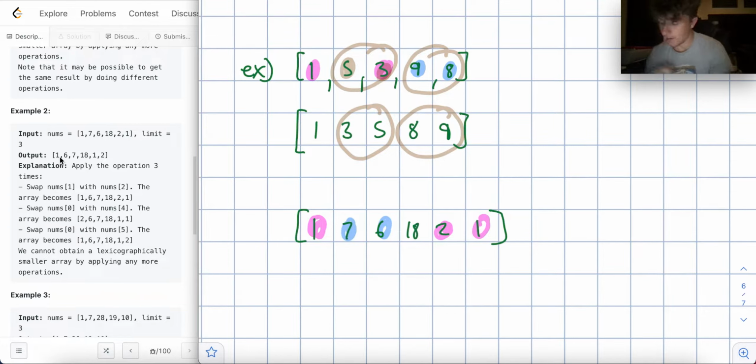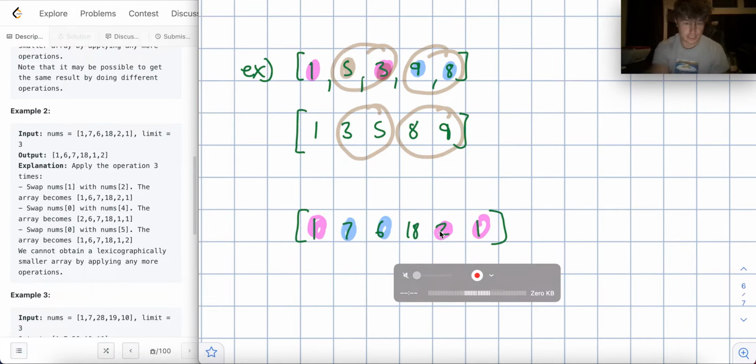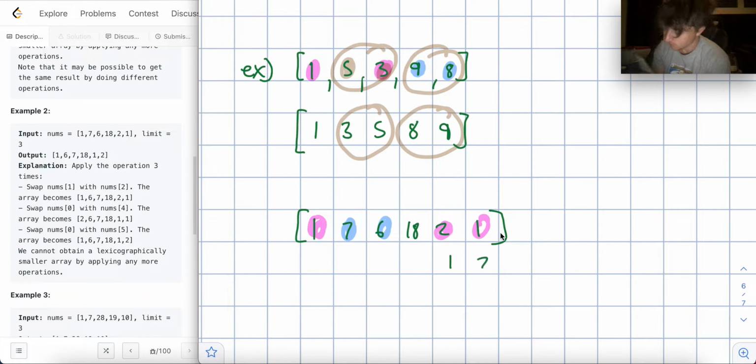So if I wanted to make this work, with more than two in a group, we can always switch around to make it work. Like I could switch this 2 with this 1, so I get 1, 2. Switch this 6 and this 7. Now I'm stuck with this 18, and then you see the answer is 1, 6, 7, 18, 1, 2.